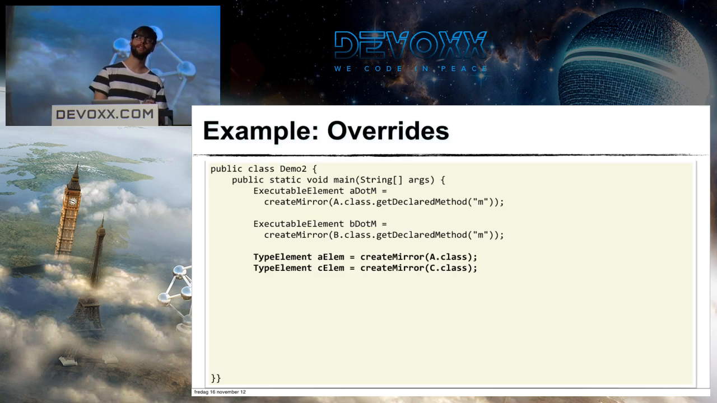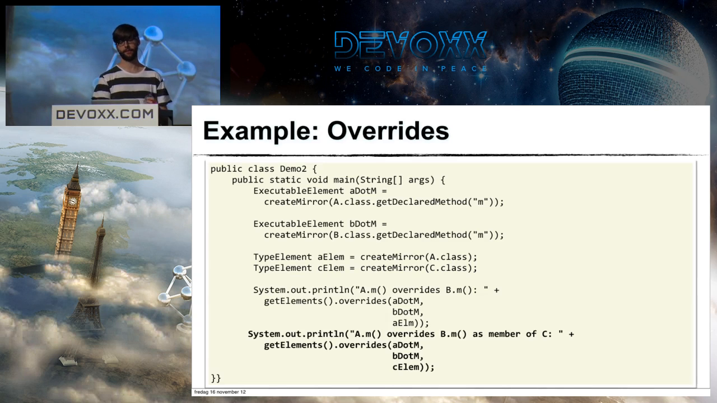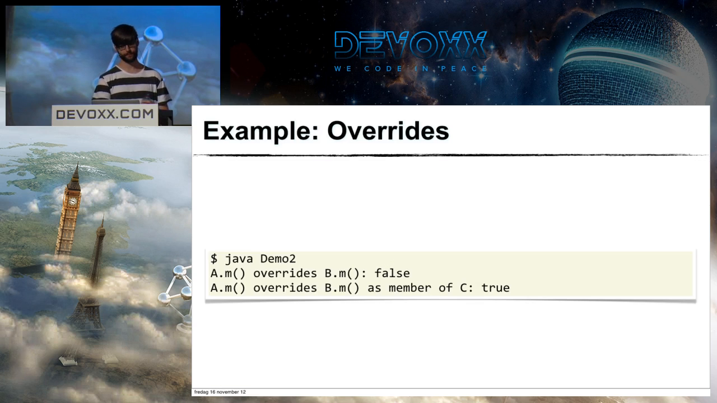Then you need to create the elements for the classes, because as I showed you, asking whether something implements or overrides is not a meaningful question if you don't have a type perspective. So you create two elements from the perspectives you want, and then you just ask, does a.m implement b.m as viewed from A, and does a.m implement b.m as viewed from C? Fortunately, the result is as expected. I ran this on my computer just a couple of days ago, and it gives the right result.